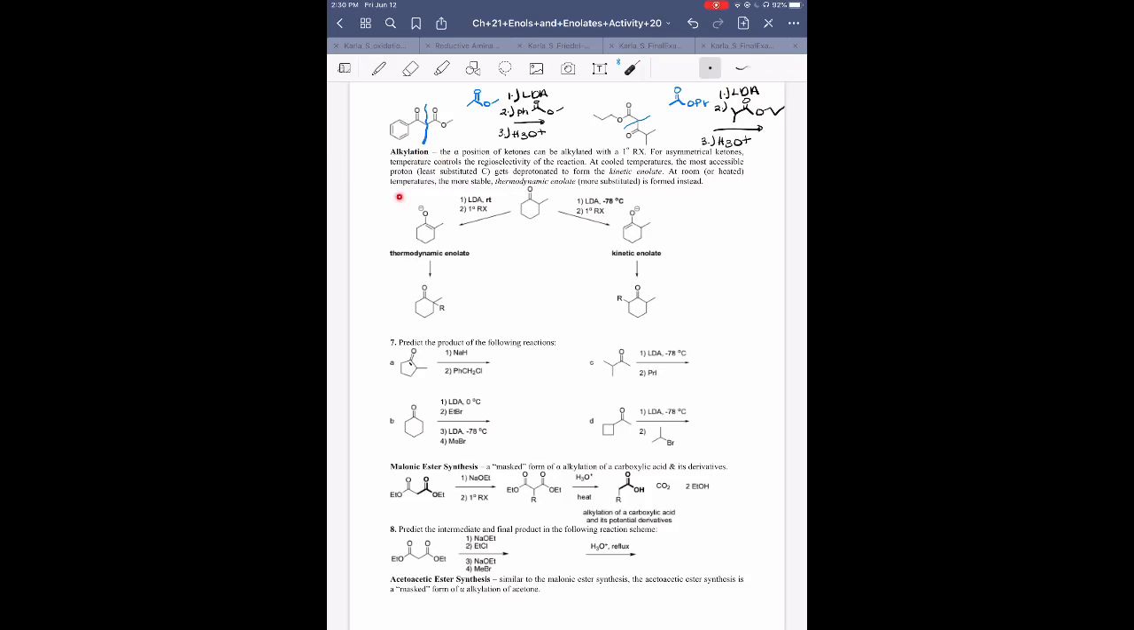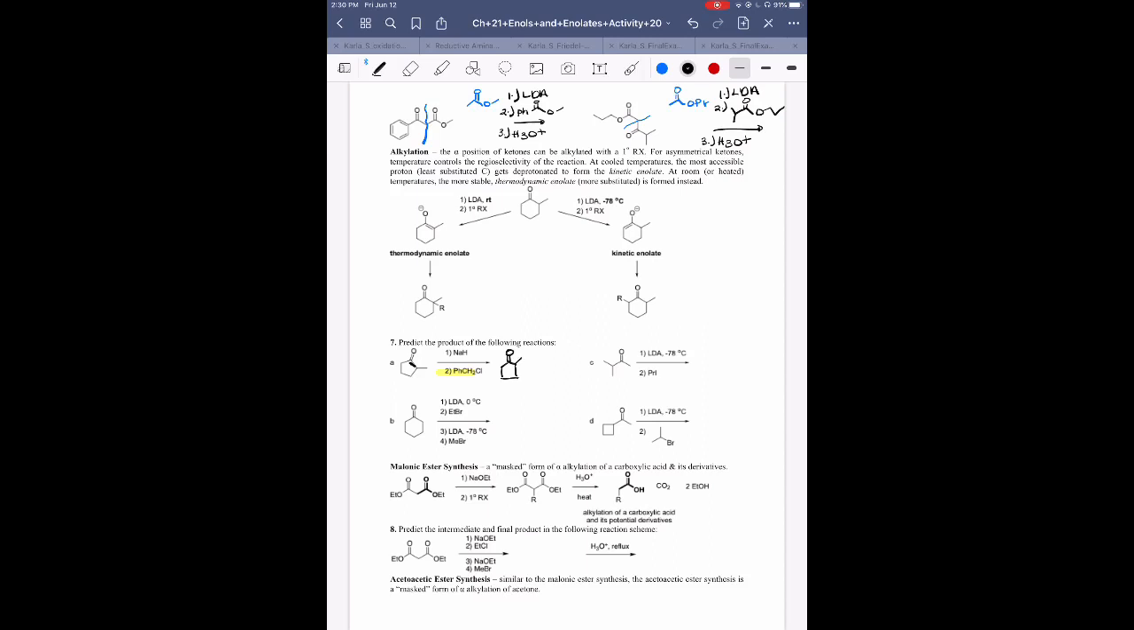So now we're going to go to alkylation, and this is where the alpha position of ketones can be alkylated with primary alkyl halides. At lower temperatures, we see that it's going to be substituted at the less substituted side, and at room temperature or higher it is going to be at the more substituted side. And then a new alkyl group is going to form.